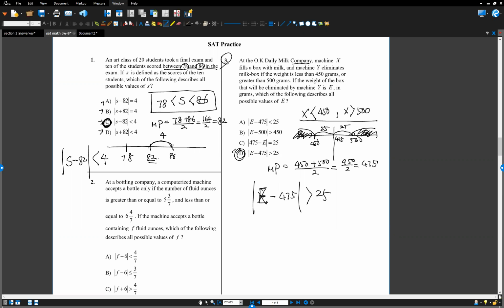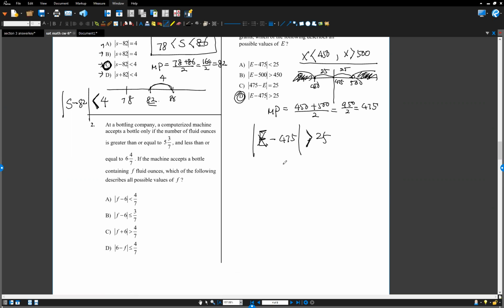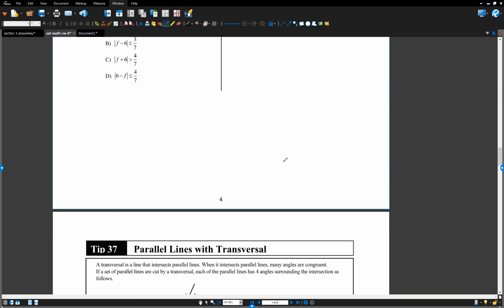So we just use 2 different kinds, less than and greater than. Less than is inside the interval, greater than is outside. That's the only difference. Are you guys with me? All right.